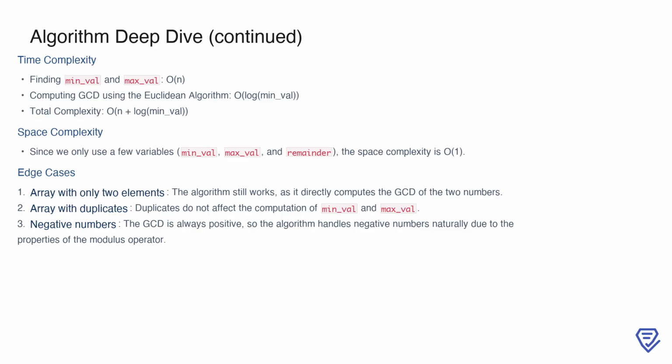Additionally, the algorithm handles edge cases seamlessly. If the array contains only two elements, the algorithm directly computes their GCD. Duplicates in the array do not affect the result, as they do not change the smallest or largest values. Negative numbers are also handled naturally, as the modulus operator ensures that the GCD remains positive.